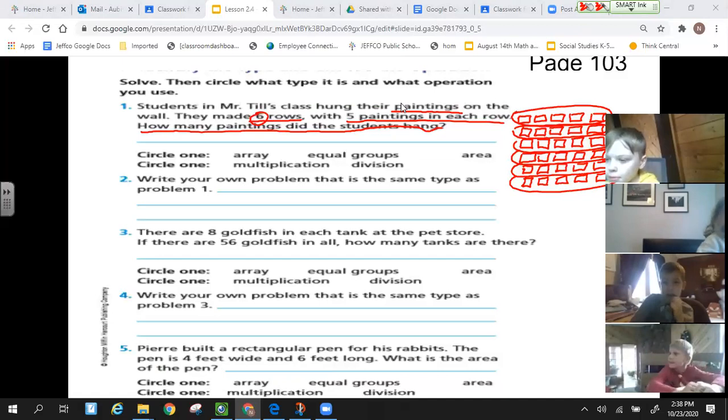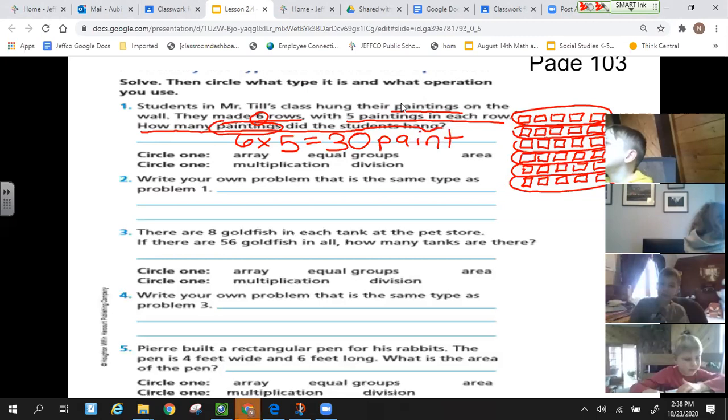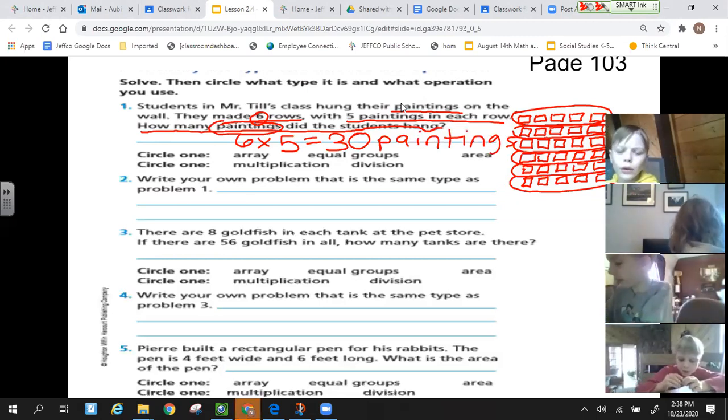Okay. Here's what I'd like to see. I'm going to pull out of my can August. What do you think we're going to do to find that total? He said multiplication, and that's what I saw of mine for sure. What number should I multiply? 6 times 5 equals 30. And I'm going to go back to the word right after how many? 30 paintings. Paintings.